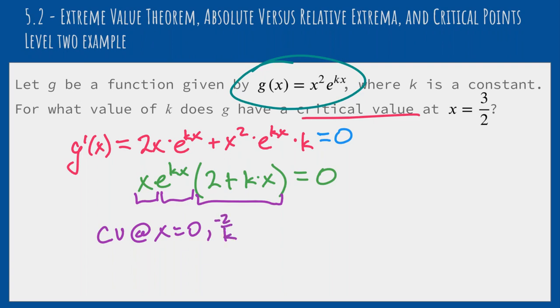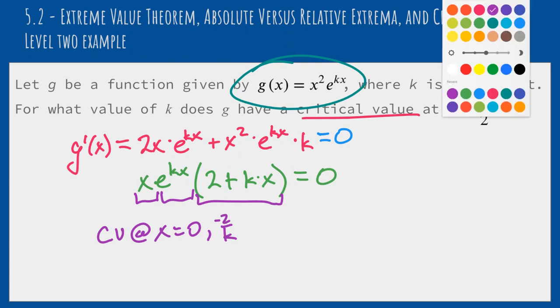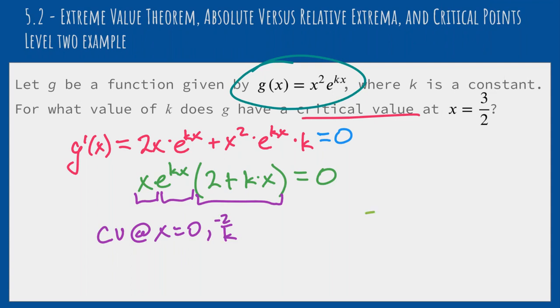Now we're looking for where this is going to have a critical value at x equals 3 halves, so we're going to set that equal to 3 halves. We'll say negative 2 over k is equal to 3 halves. And then solving for k, we're going to get k equals negative 4/3. You can do that by cross multiplying and then dividing by 3, and that's going to be your answer.